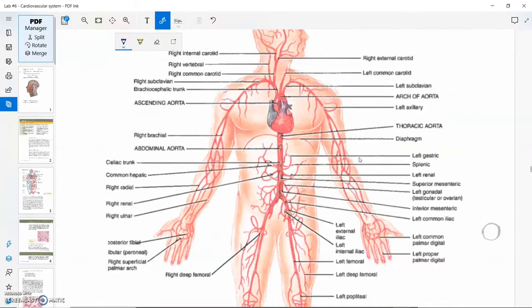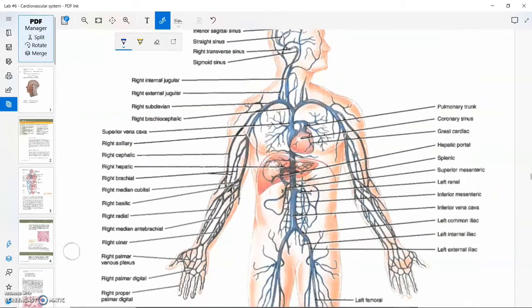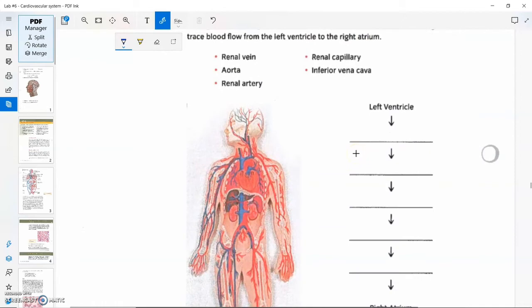Now this is the anatomy of the main blood vessels in the human: arteries and veins. We're going to label some of the structures here.